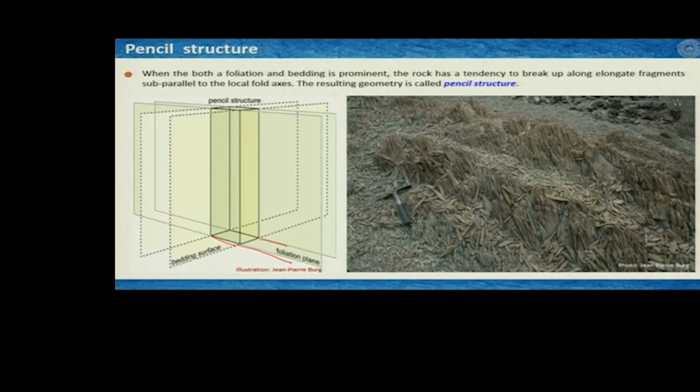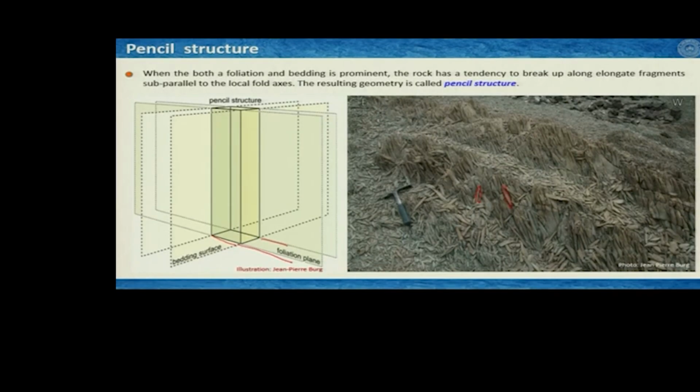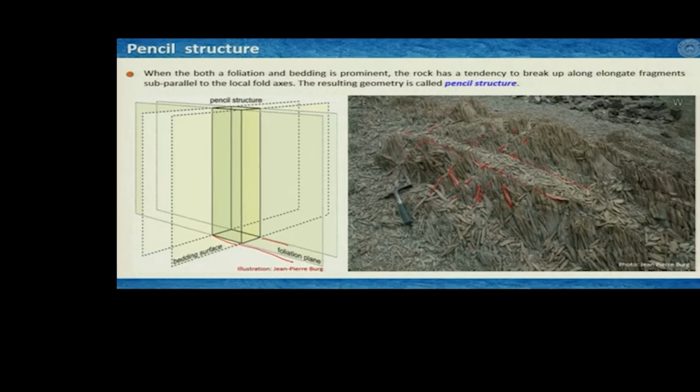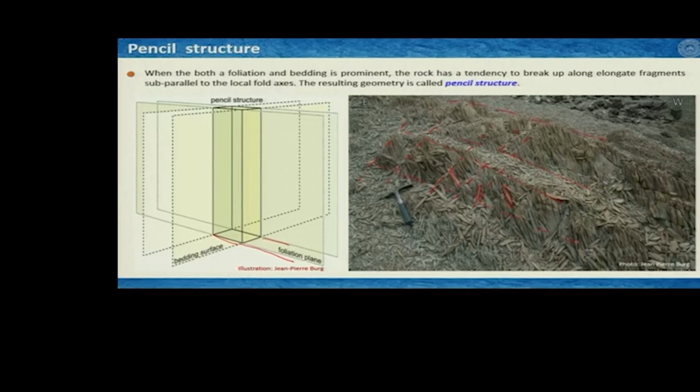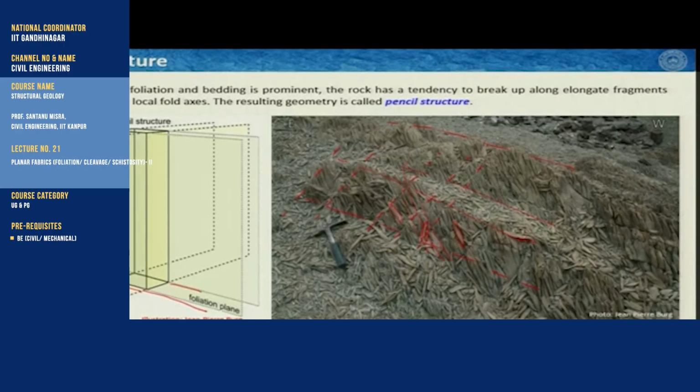As you can see here in this photograph, a lot of things are here. I am not very confident about the orientation of the bedding plane and so on, but this is certainly one of the orientations of the foliation plane, and this must be the bedding planes. And when they intersect the other way, you develop the pencil structure, which is a kind of lineation.